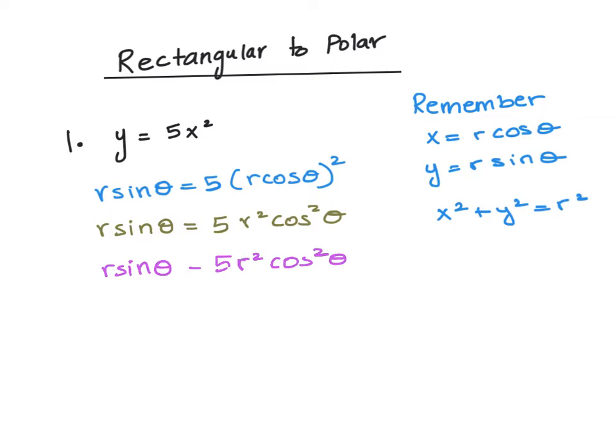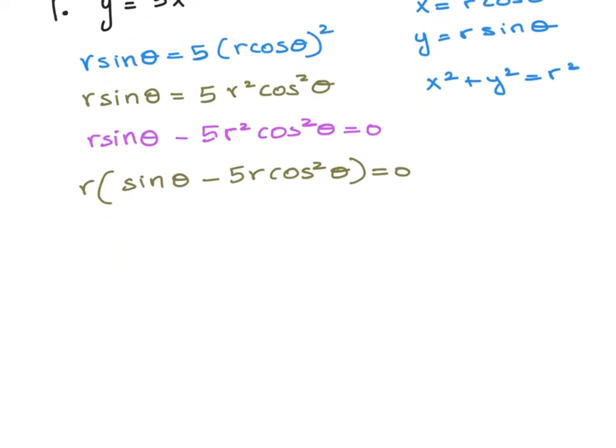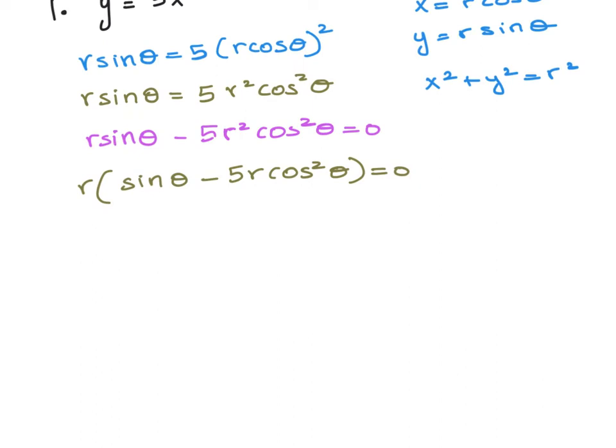Now, this is equal to 0 since I moved everything to one side of the equation. Can I factor something out? I can factor r out, so r times sine theta minus 5r cosine squared theta is equal to 0. Since this is an equation equal to 0, I'm going to set each part of this equation equal to 0. So r equals 0 would be my first equation, and the other one, sine theta minus 5r cosine squared theta is equal to 0.